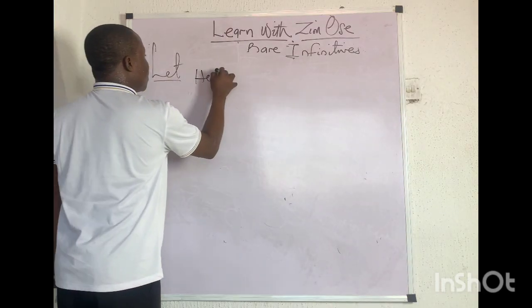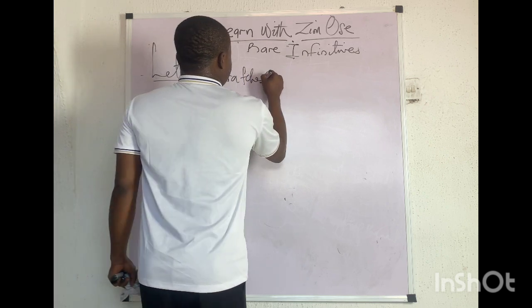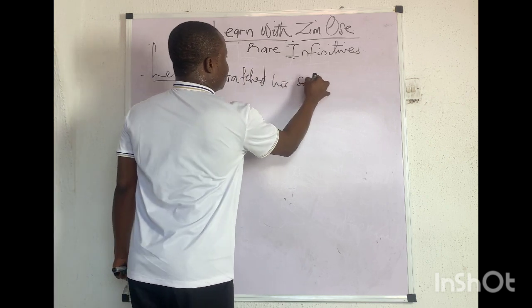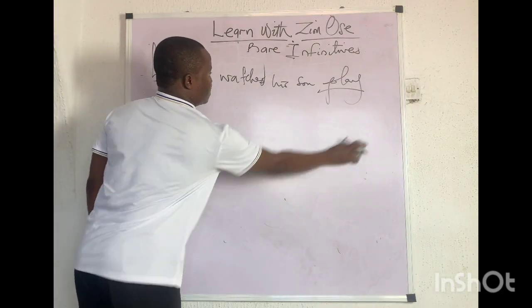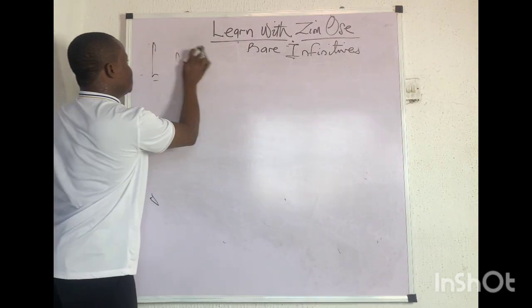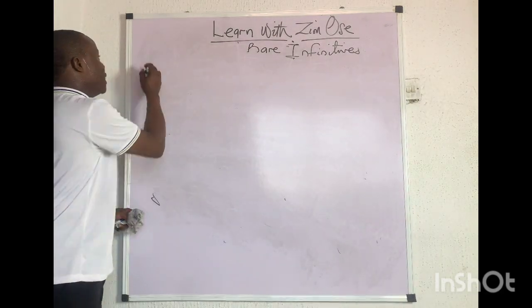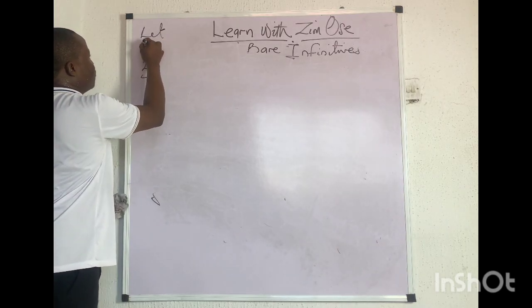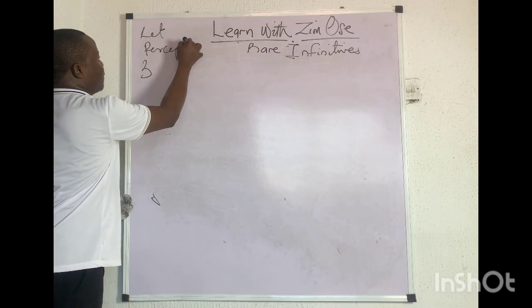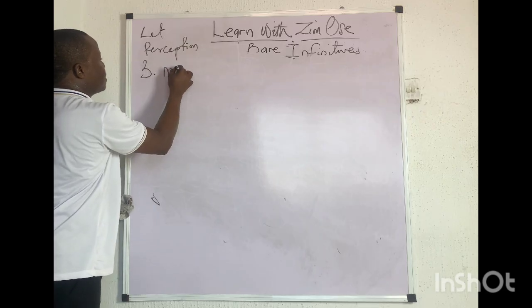I could say he watched his son play ping pong every Saturday, which means the answer to that question is option D. So we have that. And then number 1, we have let's. Number 2, we have verbs of perception. And number 3, we have make.